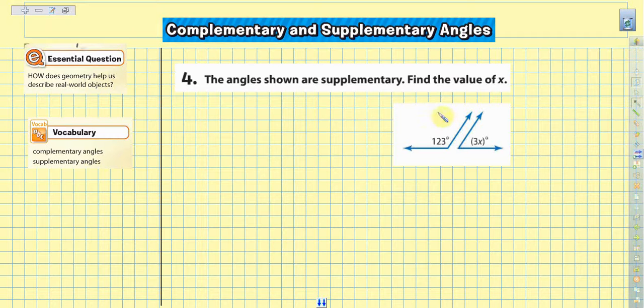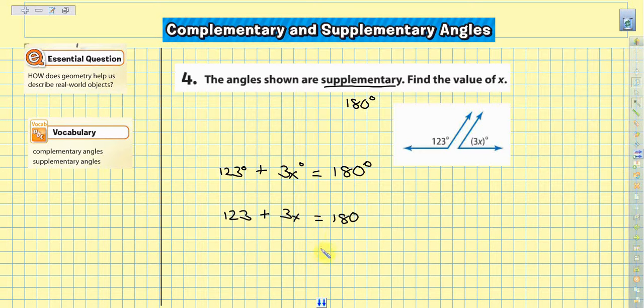Same idea. The only difference now, these are supplementary, which means 180 degrees. So if I take 123 and I add it to 3x, it's going to equal 180 degrees. Actually, this is a degree too. So lose the degrees. 123 plus 3x is equal to 180. Draw your line. Go ahead and subtract 123 on both sides.